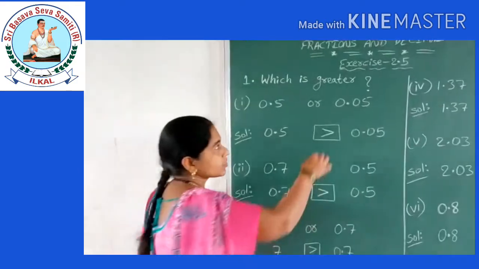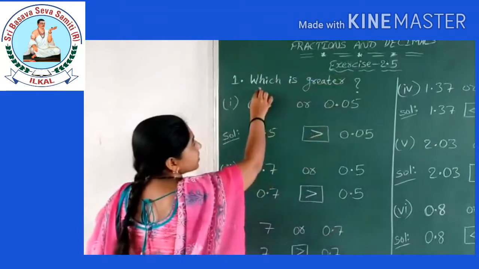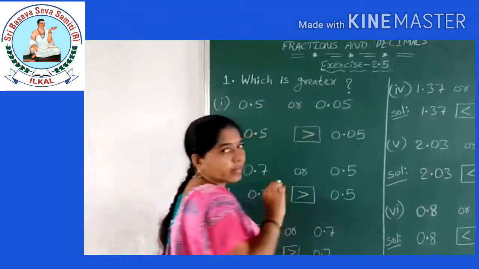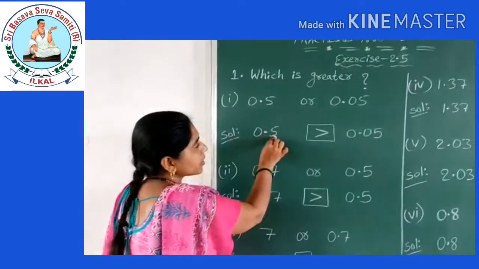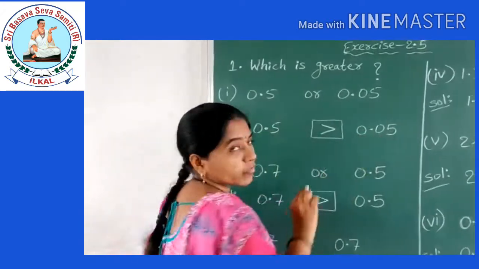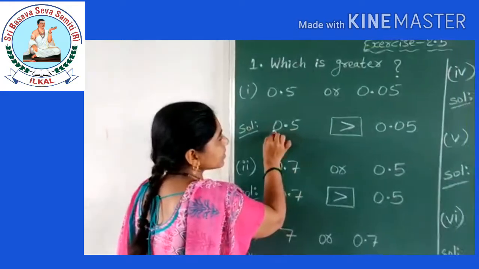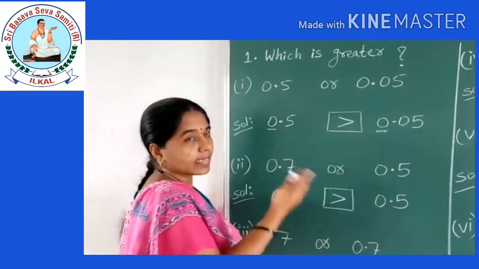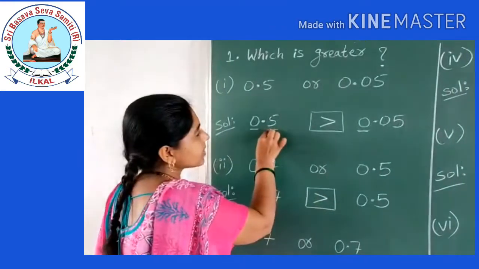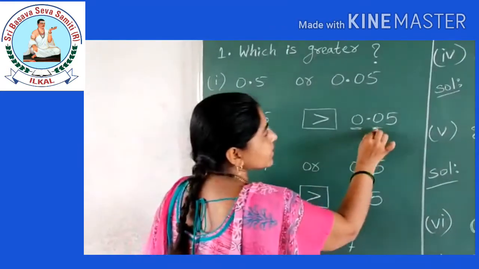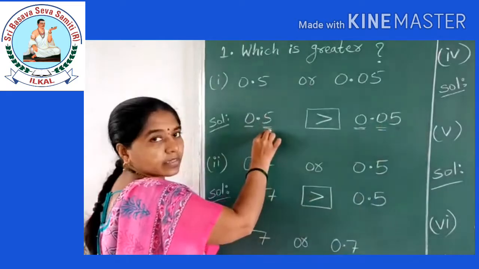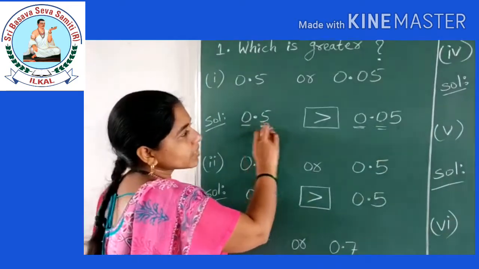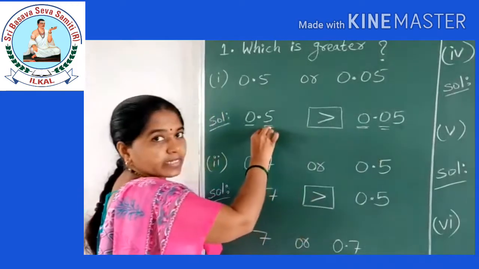Let's solve Exercise 2.5, first question. Which is greater, 0.5 or 0.05? Observe, 0.5 is greater than 0.05. I have written. Children, here it is 0, which means the whole number place is 0 and 0. Both sides are equal, we can't compare. Next digit, observe. Here it is 5, here it is 0, which means the 10th place. Okay, the decimal place, the first place we consider is the 10th place. It is 5 and 0. Then definitely 5 is greater.